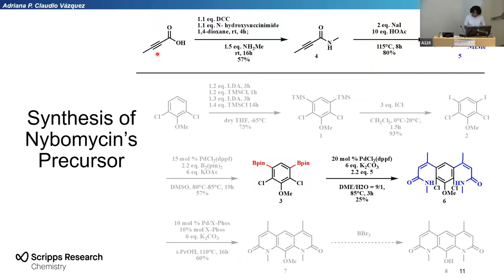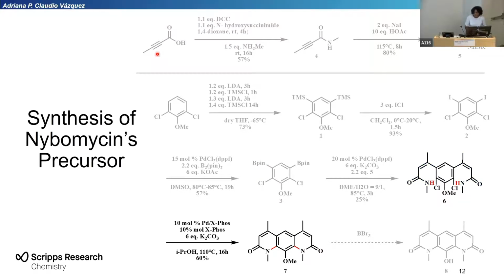And we did a coupling reaction with butyric acid and methylamine to obtain 4 with a 57% yield. And this was followed by an iodination of 4 with sodium iodide to obtain 5 with an 80% yield. And then we proceeded to do the Suzuki reaction that was obtained initially with an 11% yield. After optimizing and increasing the scale, we were able to increase the yield to 25%. This was then followed by a cyclization using palladium as a catalyst to obtain 7, which initially was with a 50% yield, and after repeating the reaction on a higher scale, we obtained a 60% yield.